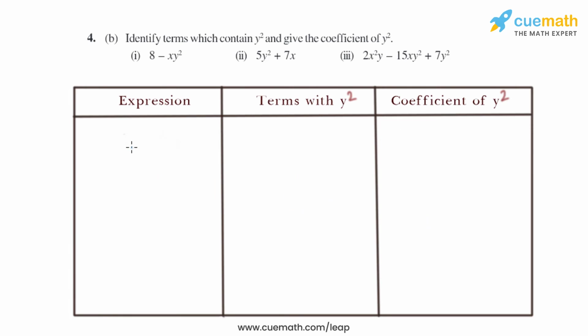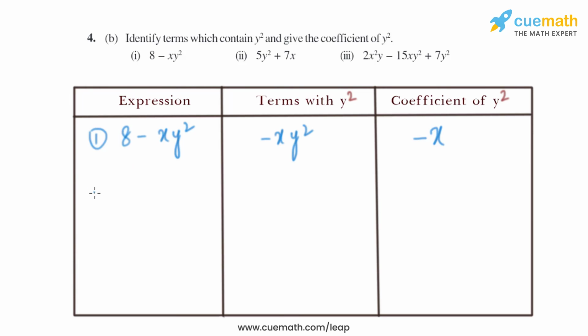The second part of question 4 says identify terms which contain y square and give the coefficient of y square. So let's write the first expression. The first expression that is given is 8 minus xy square. So the term with y square is minus xy square. So the coefficient of y square is minus x, as we are multiplying minus x with y square.